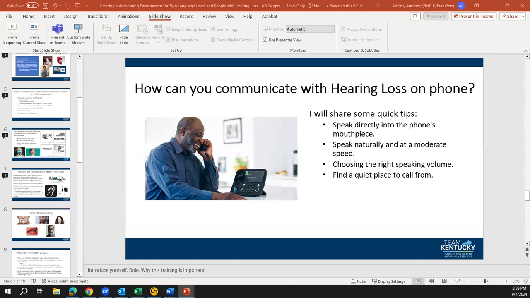Try to make sure that you're in the right place to make a call, a quiet place so that there's not a whole lot of background noise. And then try to modulate your volume. You may need to be a little louder or a little softer.